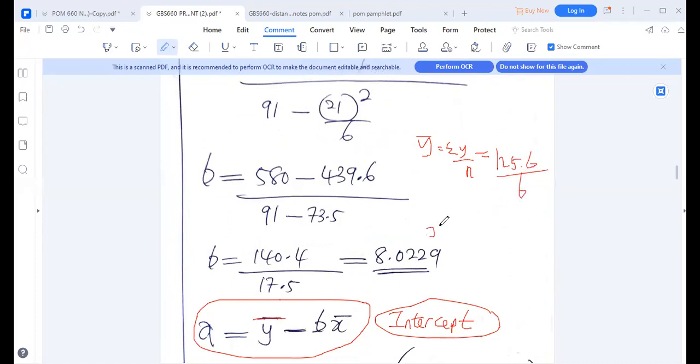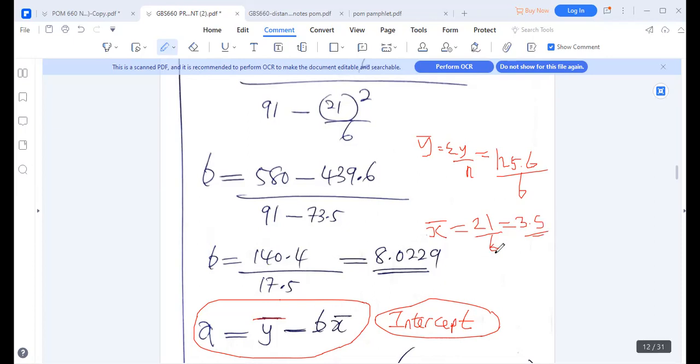Now X bar is equal to the summation of X, which is 21, then you divide by 6. So this is where the 3.5 came from, in short. I'm sure I've answered your question. So when you just say 21 divided by 6, you're getting the 3.5, and then the other one.